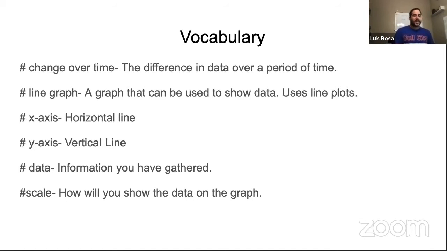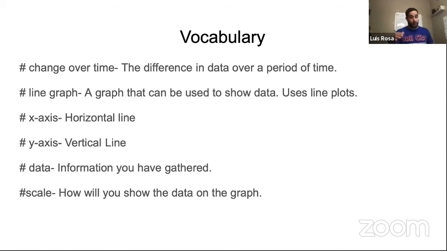The x-axis is the horizontal line, horizontal meaning the one that goes flat left to right. The y-axis is the vertical line, the one that goes up and down. Data is information that you have gathered, and a scale is how you will show that data on the graph. So for example, when she was talking about what number she should use on the left-hand y-axis, you start with 2 and end with 20, so maybe you should go by twos. So counting by twos is how you pick the scale.